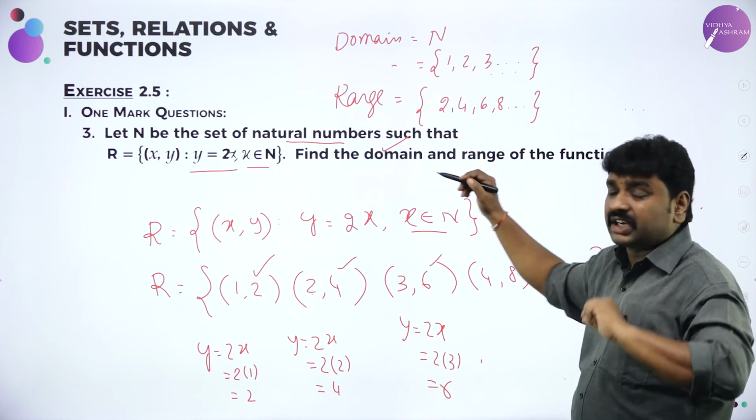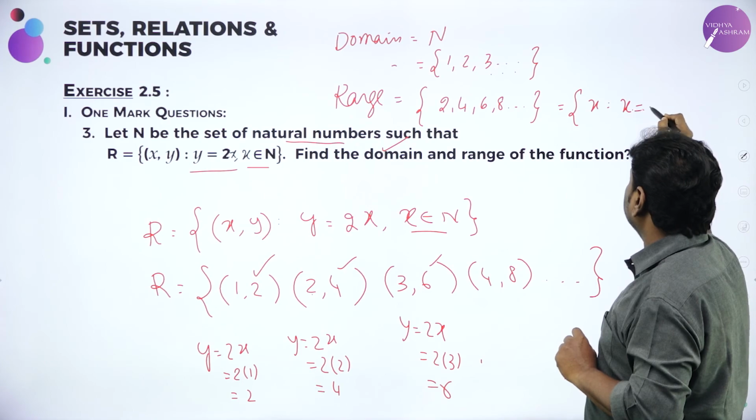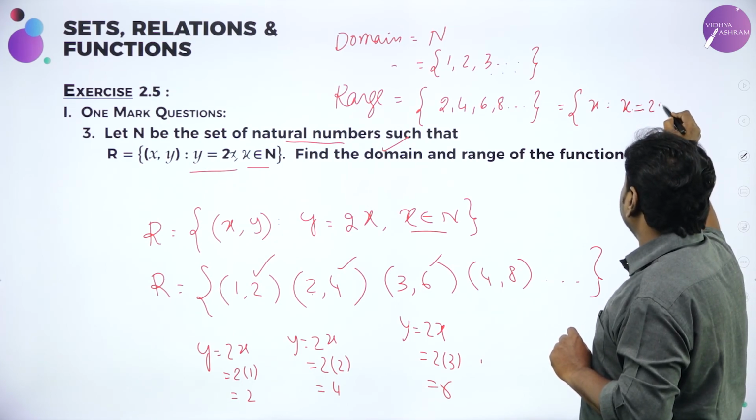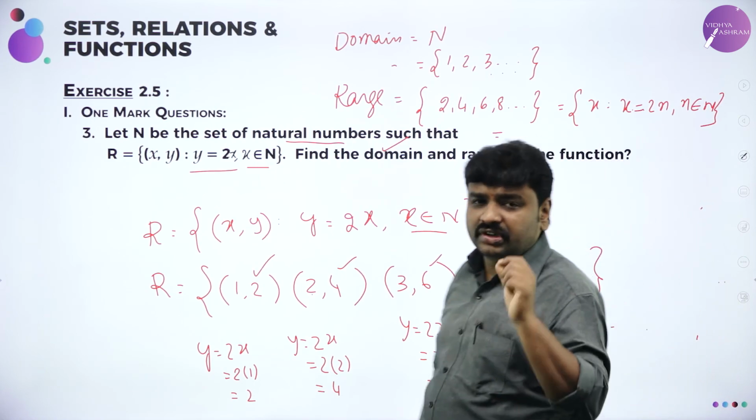Or you can also write range as what? {x such that x is an element, and the element is 2n, where n is a natural number}. Like this you can write, or write this. Is it easy or not?